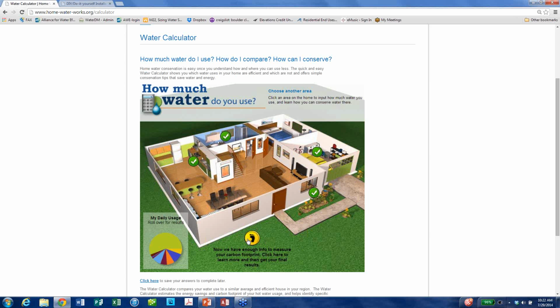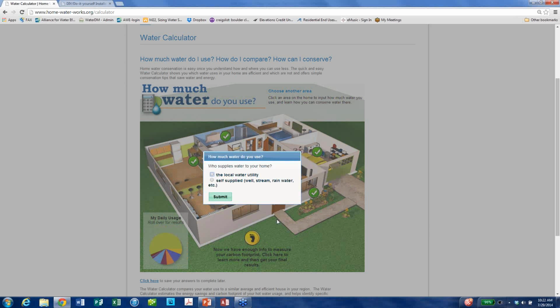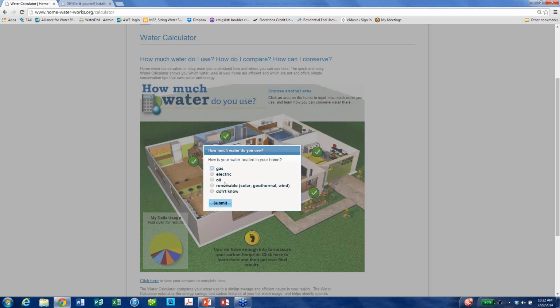Now at this point, this little footprint icon has appeared, and it says we now have enough info to measure your carbon footprint. So now I'll click on that. Who supplies the water to your home? Most people are going to click the utility, but there will be some who might be filling this out who are self-supplied. So I'm using the utility.